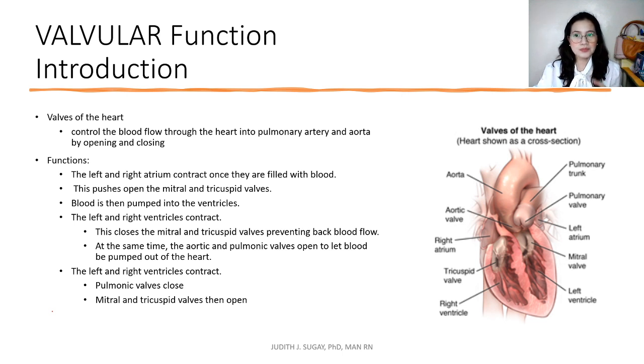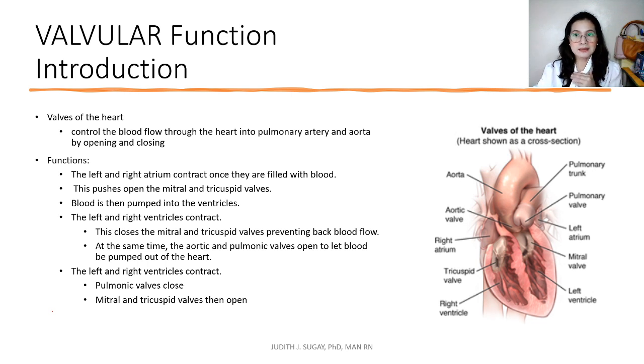The left and right atria contract once they are filled with blood. This will push open the mitral and tricuspid valves. With that, blood is pumped into the ventricles, and then the left and right ventricles relax. Then the aortic and pulmonic valves close, which prevents backward blood flow into the heart.